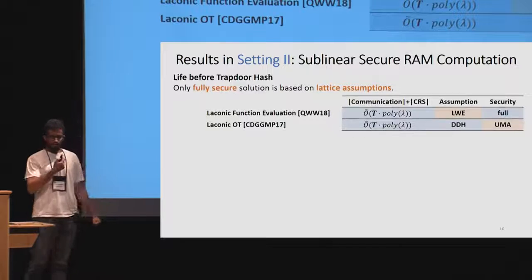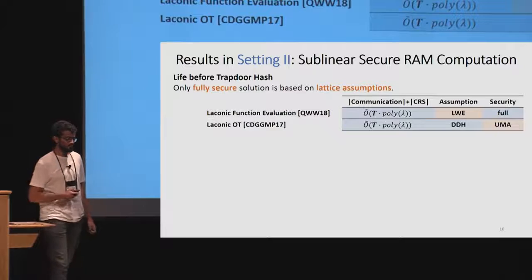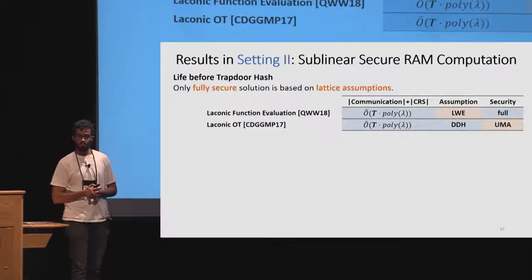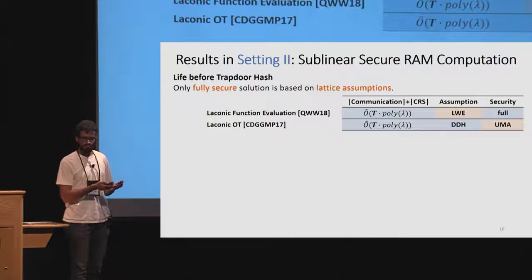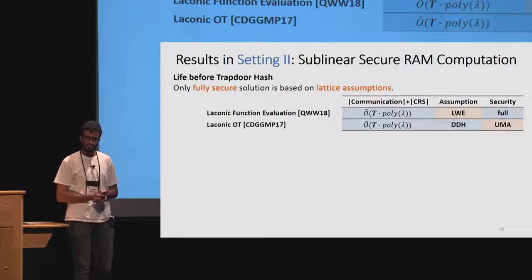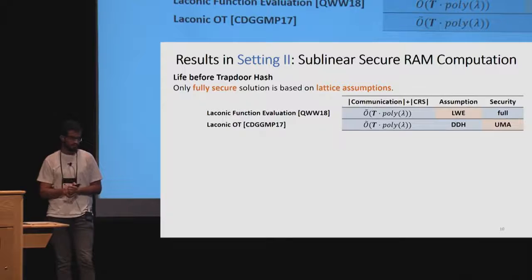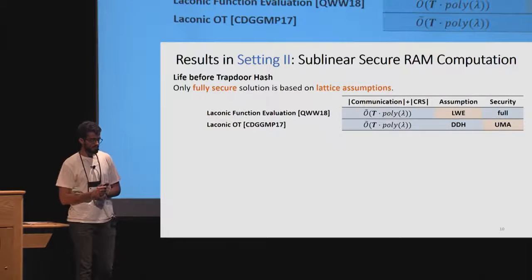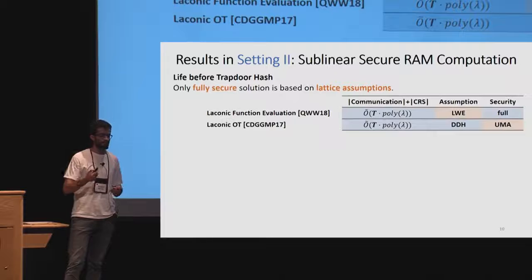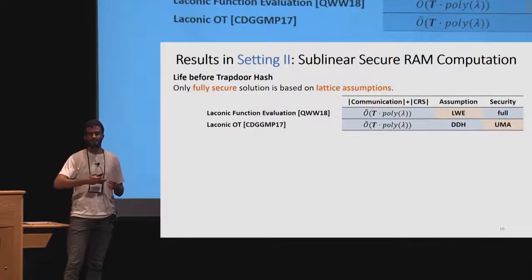Okay, so before having trapdoor hash, the only solution to this problem that could get you sublinear communication was to use laconic function evaluation, where you would get communication proportional only to the running time of M. And this is in some sense optimal up to poly lambda factors. So laconic function evaluation would give you security under the LWE assumption. And if lattice-based security was not good for you, then another thing you could do is use laconic oblivious transfer, which gave you more or less the same communication complexity and security based on the DDH assumption. However, the problem with laconic OT was that it would not guarantee the full notion of security. In particular, the access pattern of the machine M is revealed to the receiver Bob.